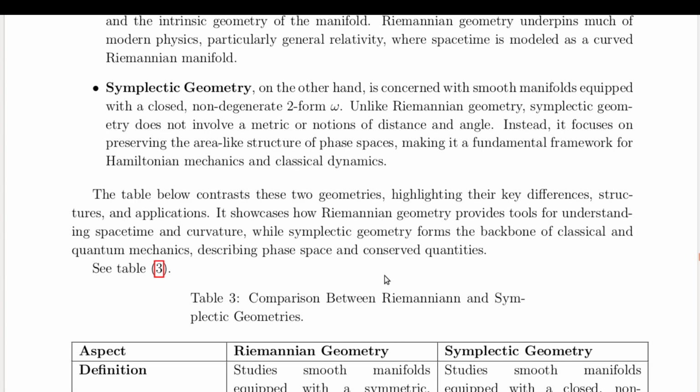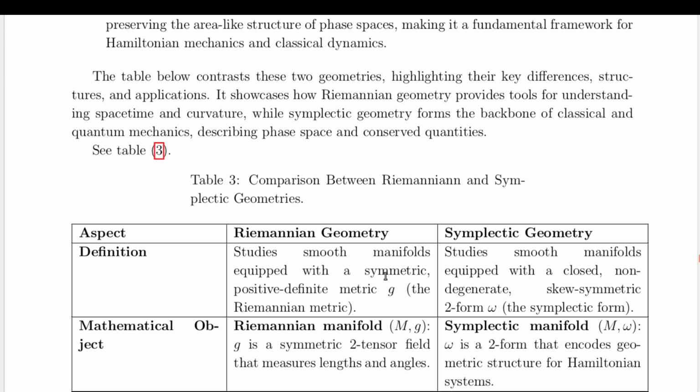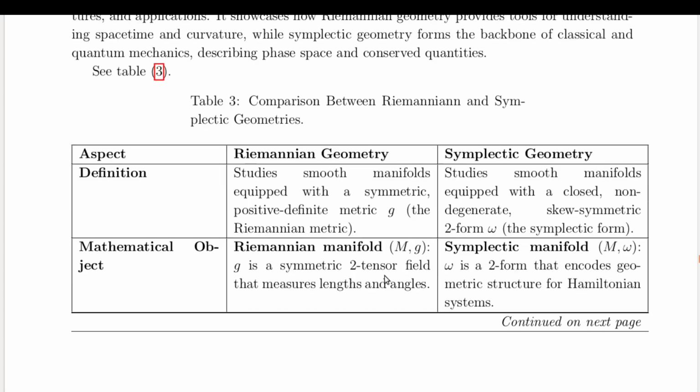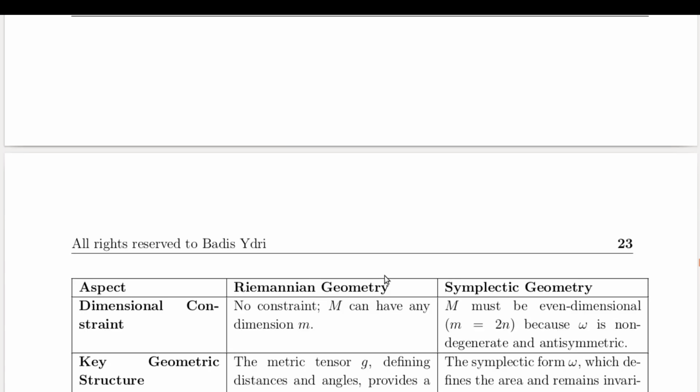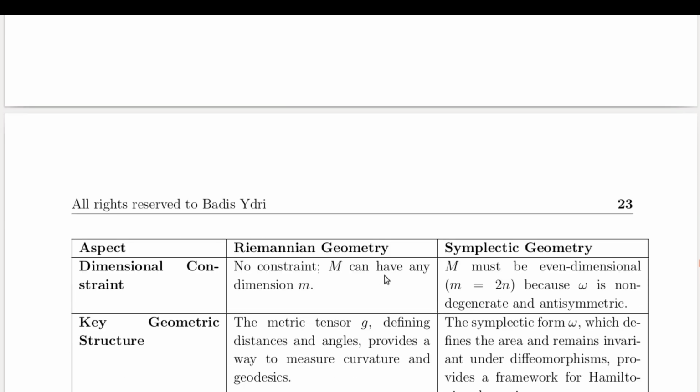Although both geometries study smooth manifolds, their focus is fundamentally different. Riemannian geometry introduces a positive definite metric to study curvature, geodesics, and intrinsic distances. Symplectic geometry, on the other hand, uses a closed, non-degenerate two-form to describe the structure of phase spaces, essential for Hamiltonian dynamics. Furthermore, Riemannian geometry applies to manifolds of any dimension, while symplectic manifolds must be even-dimensional. Riemannian spaces measure lengths and angles, while symplectic spaces preserve area-like structures but lack metrics.